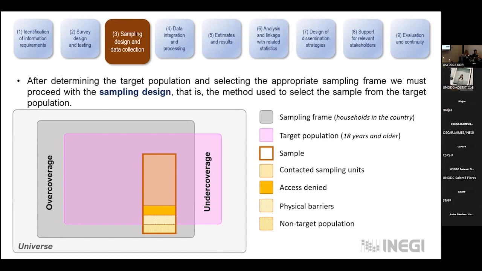And then this area in yellow is access denied. At least in the United States and in Mexico, there are so many places where the neighborhoods are surrounded by walls and separated from the rest of the neighborhoods. So many times they have policies of not letting other people enter besides those who live there. So there's a denial of access. And then the physical barriers: obviously when you are making the survey mainly in rural areas, there are some parts that are hard to reach. So there's another part of the sample that could be discounted.